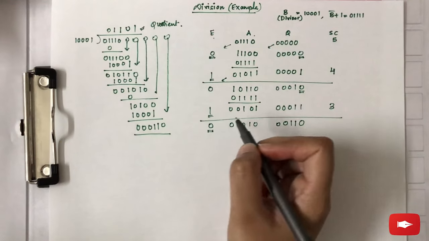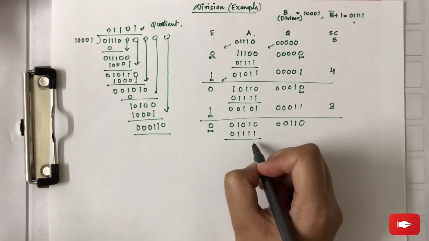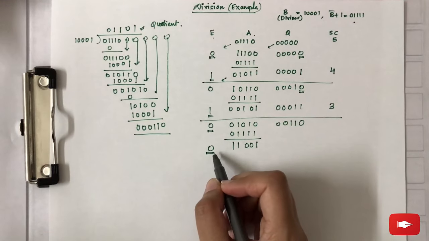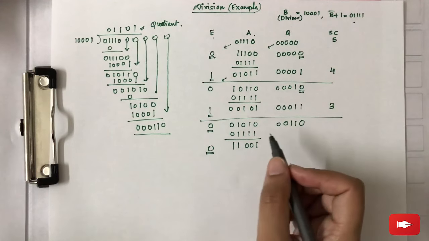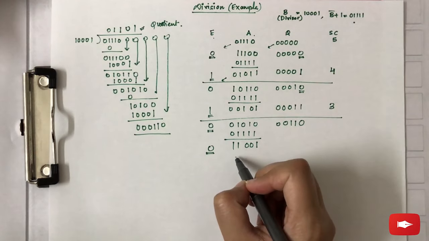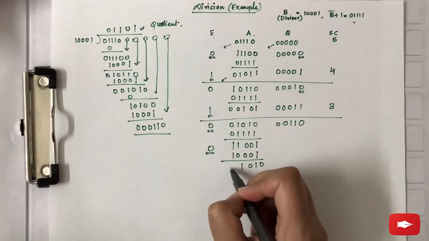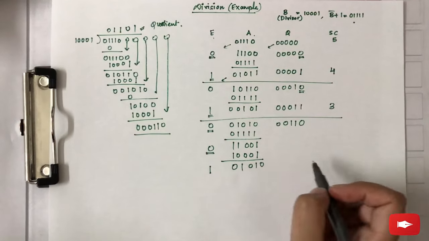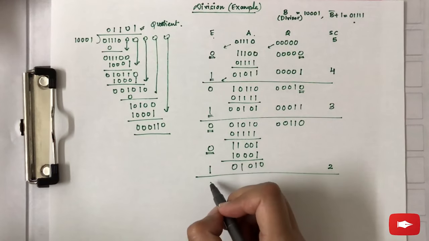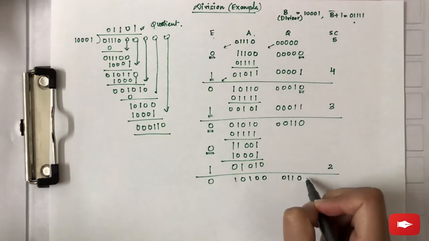Now again, the value of E is 0. Adding again 2's complement of B to A, you'll get 0, 4 times 1, and the result will be 1 0 0 1 1. But this time the value of E is 0, so we will not set the value of Qn to 1. We'll simply add B to A. So here we are going to add B and we'll get the result 0 1 0 1 0 and a 1 here. And with this, again a step is completed. After this, you will again perform the shift left and you'll get 0 1 0 1 0 0 0 1 1 0 0.